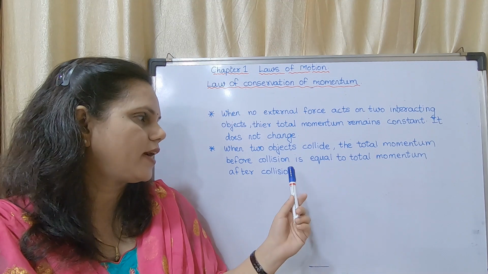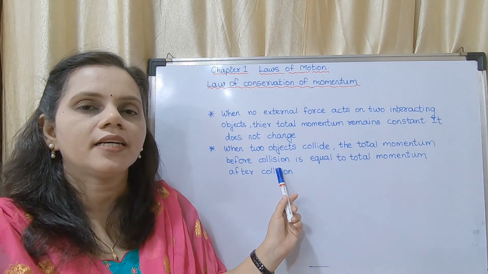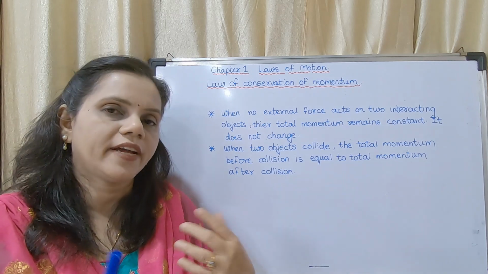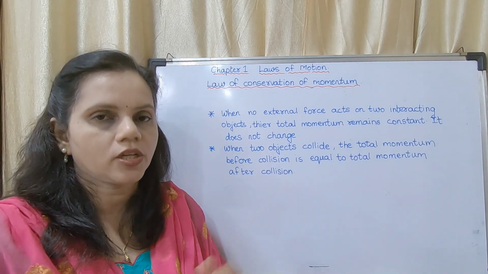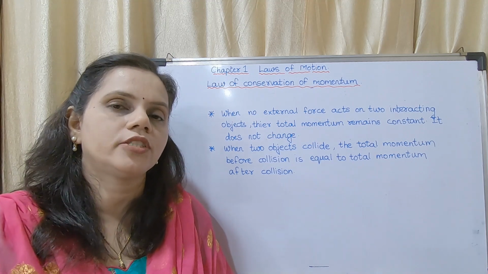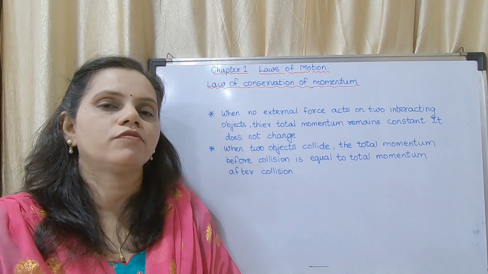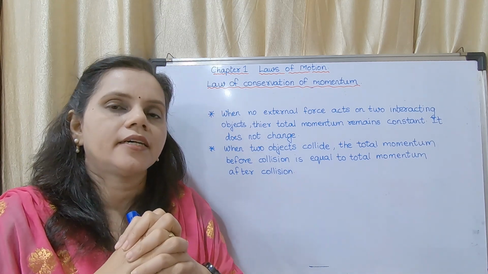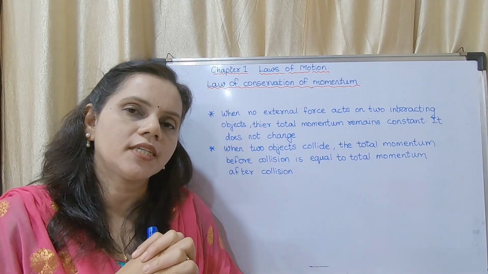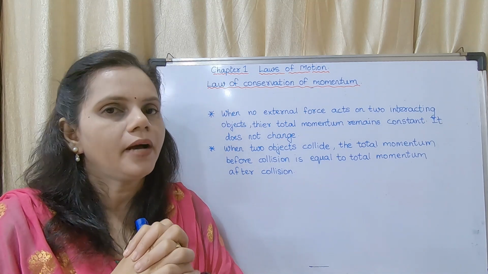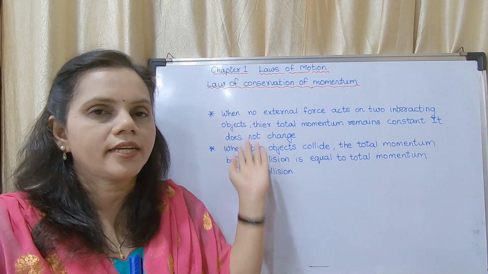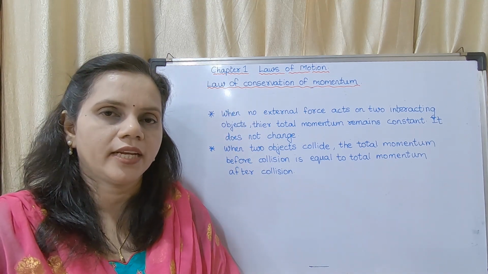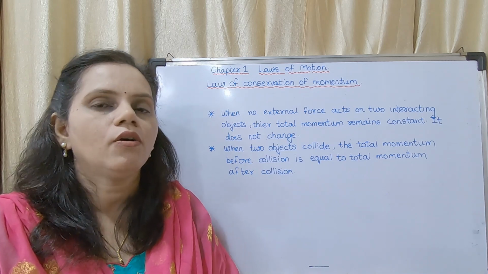Most of the students find this easier. You may learn this. You have to learn both, you have to write both, but those who are finding it difficult may at least write this much. So what is basically law of conservation of momentum? Law of conservation of momentum states that when two objects collide, the total momentum before collision is equal to total momentum after collision. How to derive that I had shown earlier. Now we may move on to the next topic, that is recoil velocity.